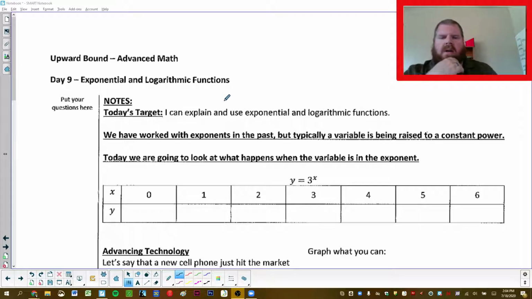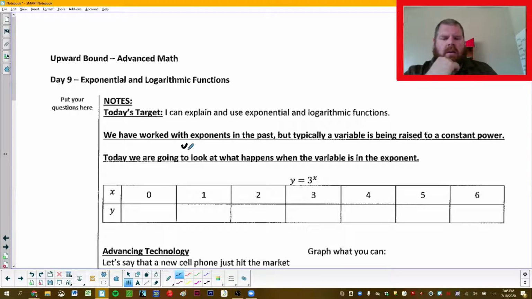Today we're talking about exponential and logarithmic functions. They're two different functions that are sort of related, and we'll get into how they're related a little bit later. But really just starting with exponential functions, the root word there would be exponent. And we've worked with exponents in the past.